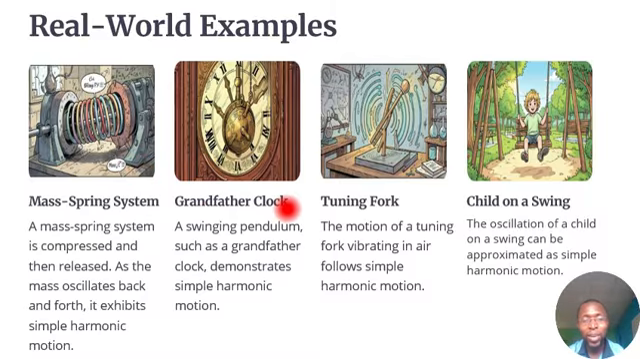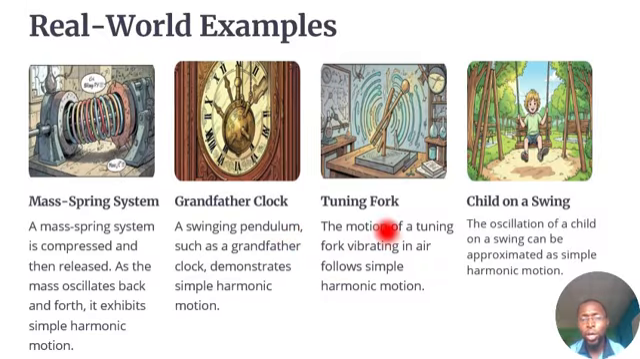And the grandfather clock, in the past there is a clock that has a simple pendulum in it. When you set the alarm, it begins to move to and fro and makes a sound, showing that it is already alarm time. So that movement that we observe is simple harmonic.